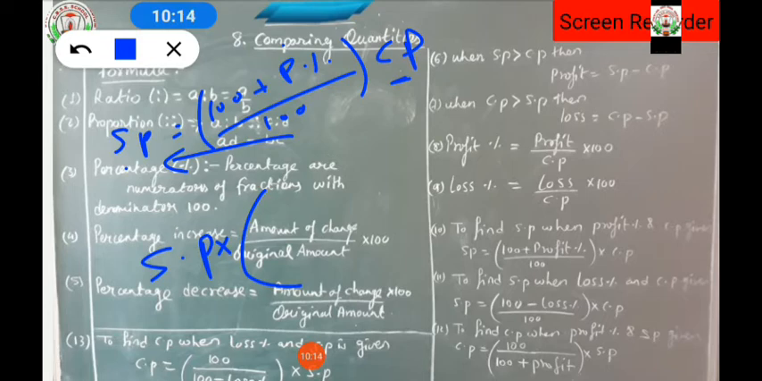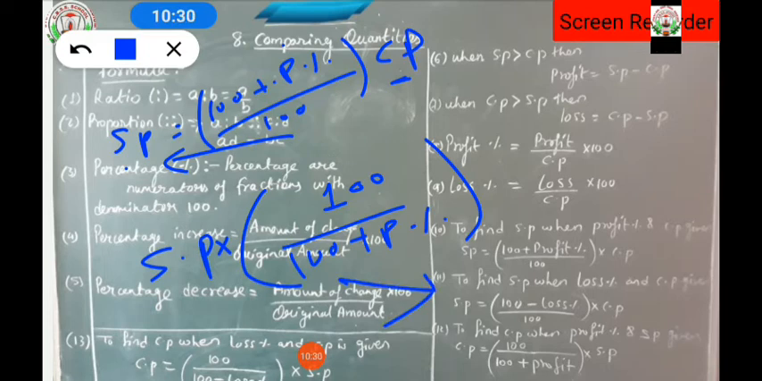Then upon 100, and this will come in the denominator: 100 plus profit percent. So the formula will become CP is equals to 100 upon 100 plus profit percent into SP.